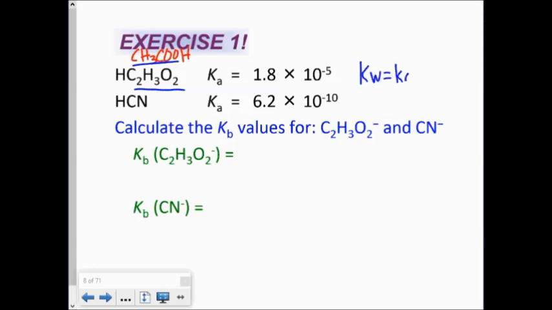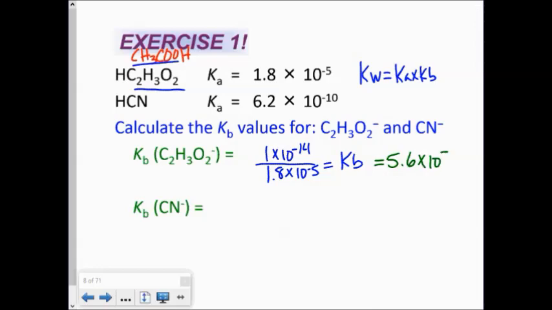Kw equals Ka times Kb, right? So 1 times 10 to the minus 14, divided by our Ka, would give us our Kb here, right? And what does that value end up being? 5.6 times 10 to the negative 10? Yes? Let's do the other one.